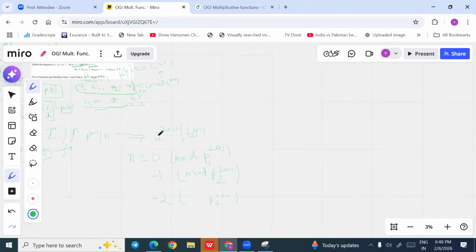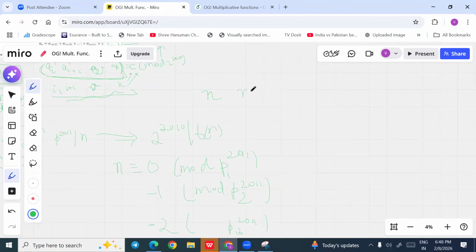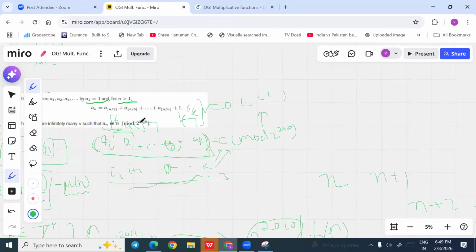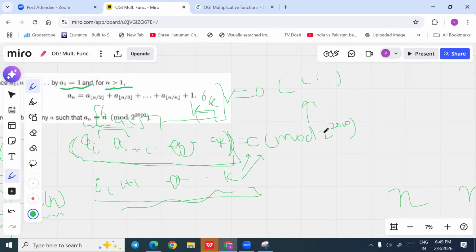So I will essentially get that all of n plus 1, n plus 2, and so on are divisible by 2011 powers of some prime. And so for all n plus 1, n plus 2, and so on, 2 to the power 2010 divides b_i. So apparently you generated a large sequence of b_i's which are all 0 mod 2 to the 2010, and you're done.